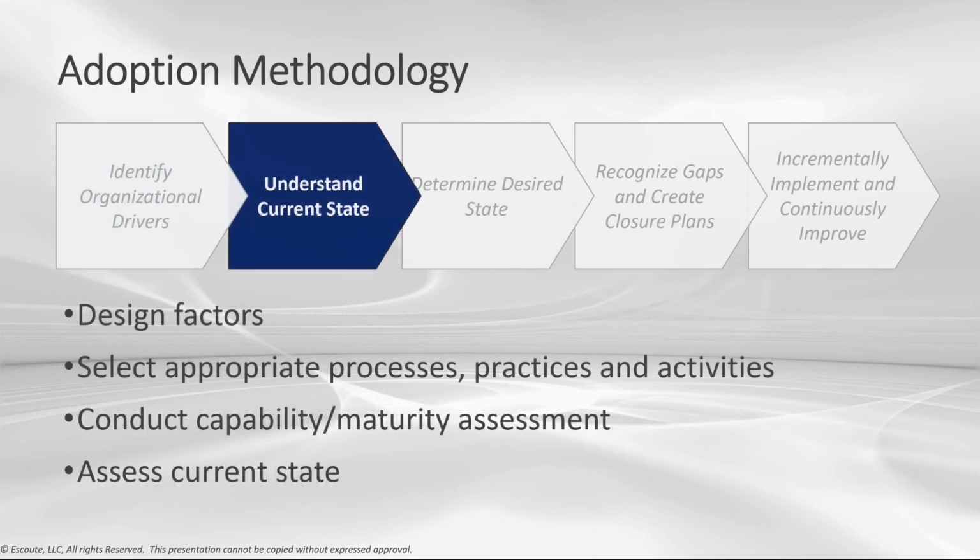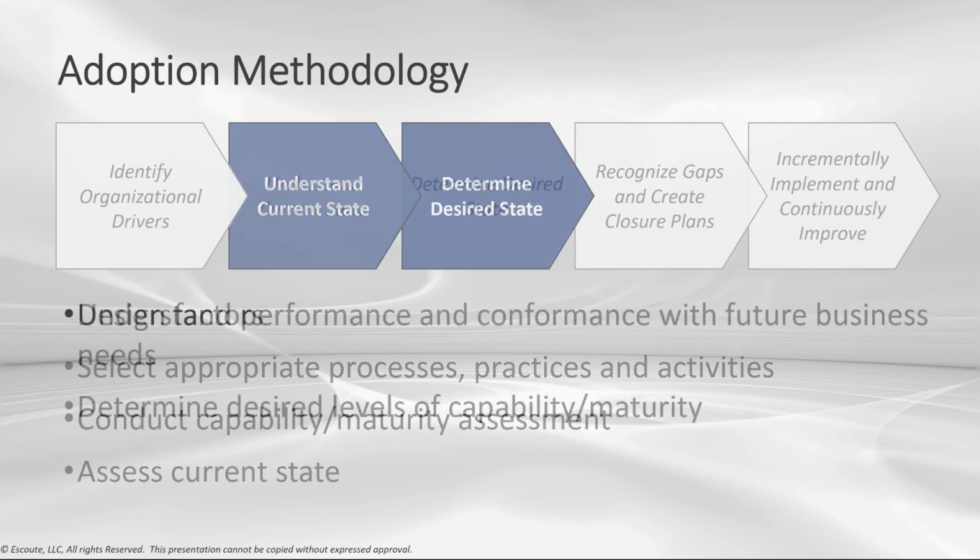Next, you understand the current state. When I say design factors, these are things like your goals cascade, your risk areas, role of IT, and those types of things. We select the appropriate processes, practices, and activities. Again, there may be multiple processes involved in creating your data governance strategy. Do an initial assessment. And of course, that current state, you identify where you are, you put a stake in the ground, and then you determine, hey, where is it that we want to be next?